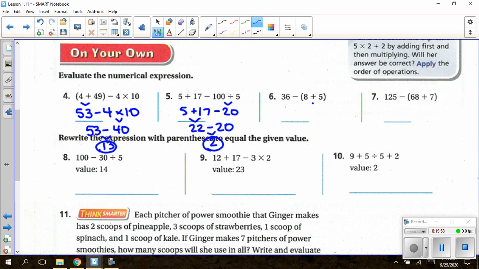For number 6, make sure you're adding the parentheses together first, because parentheses always come first. Rewrite what you did not work with yet. And when we take 36 minus 13, we get the answer of 23. And number 7, again, add the parentheses first. So when I take 68 plus 7, that gives me the answer of 75. So 125 minus 75, if you need to, off to the side, make sure you stack the problem and subtract. When I do this, I get the answer of 50.